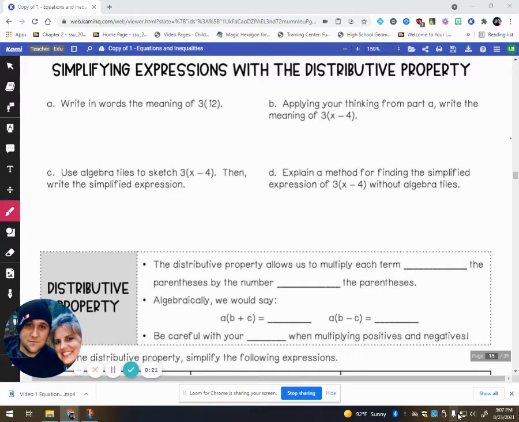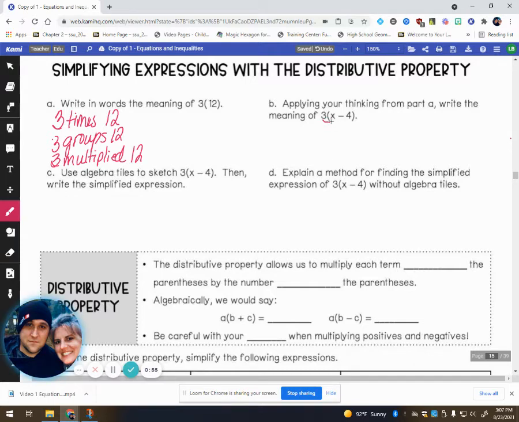Write in words the meaning of 3 times 12 or 3 in parentheses 12. I just gave you one of the answers right off the bat. So we've got 3 times 12 is one way to say it. We have 3 groups of 12 is another way of writing this, or we could say 3 is being multiplied by 12. So thinking about that, how would I take this knowledge of this basic 3 times 12 problem and apply it to this one over here?